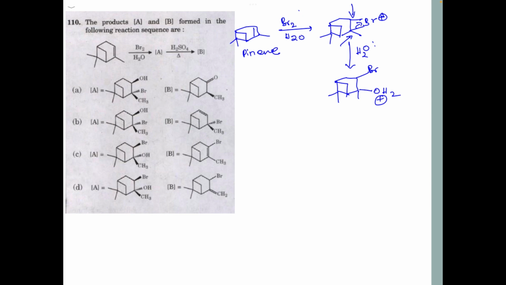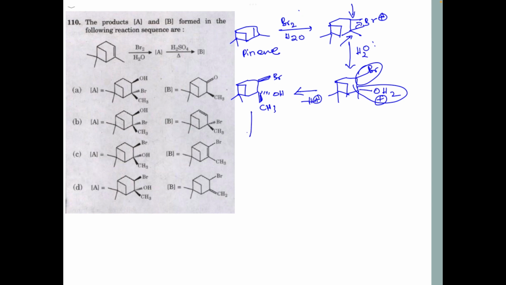So this water attack will take place on the opposite side of the bromonium ion, which means this bromine and this OH will be opposite to each other. After loss of one proton, we will have this molecule. I have placed the bromine and OH opposite each other because the water nucleophile will attack opposite to the bromonium ion.